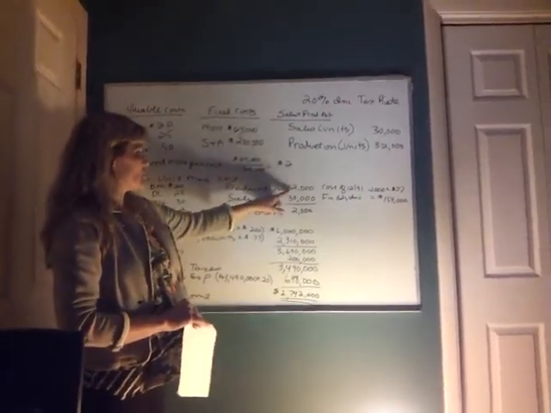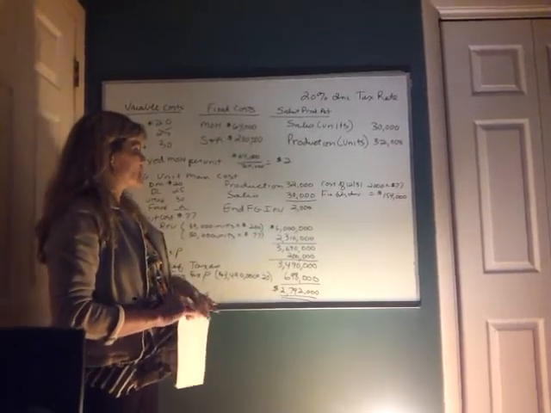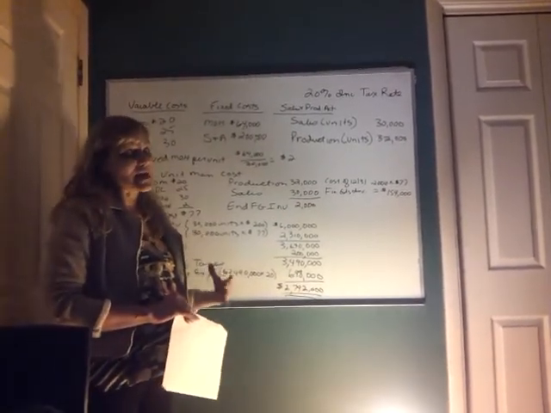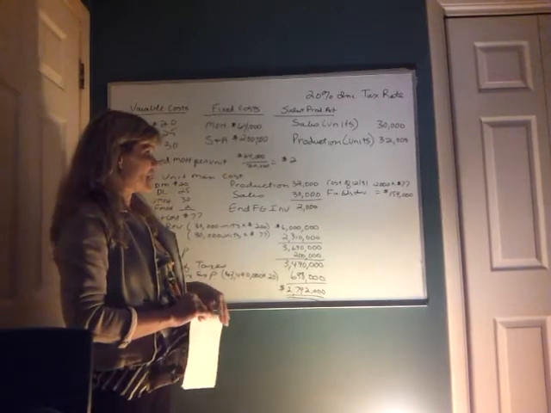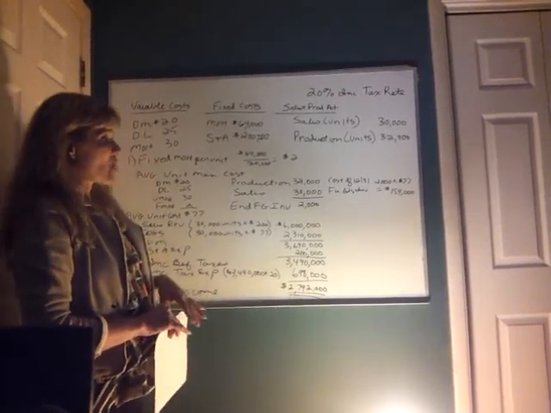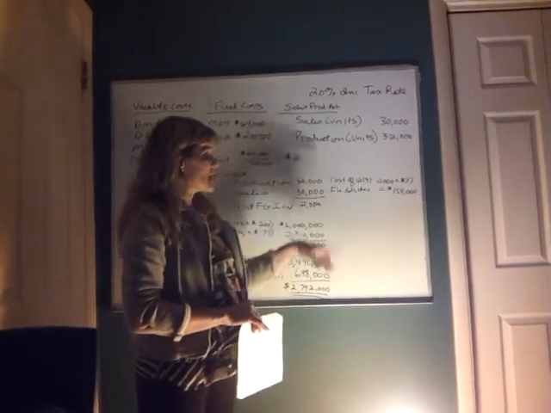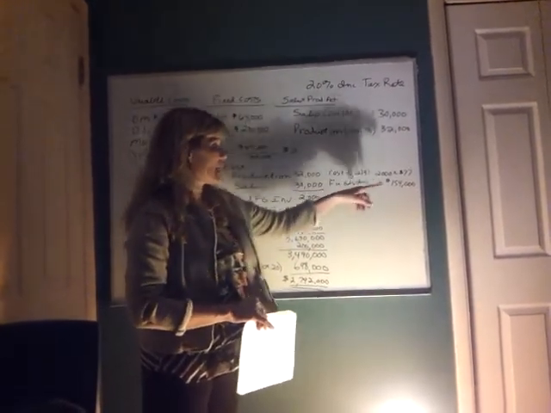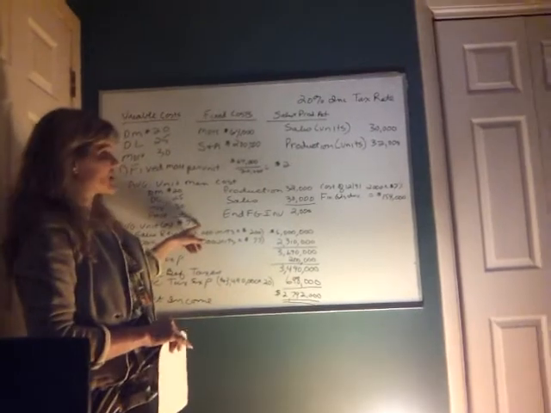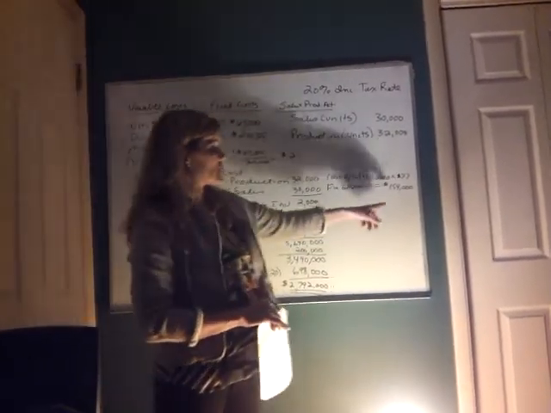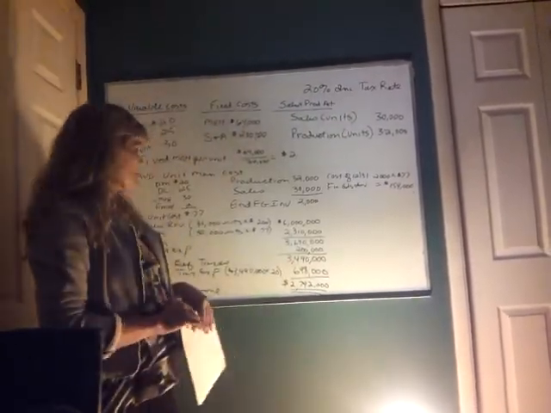We produced 32,000, sold 30,000, so that means we have 2,000 units we did not sell. That's the amount of units in our ending inventory. So our cost of our ending finished goods inventory at December 31st is the 2,000 units we have remaining times the cost per unit, which is 77. That gives us a total of 154,000.